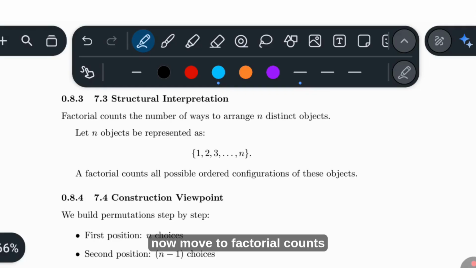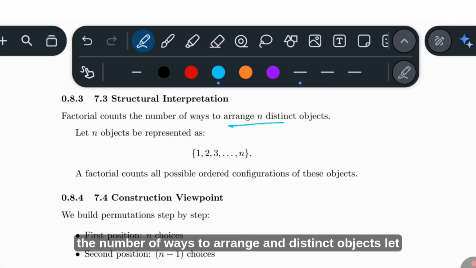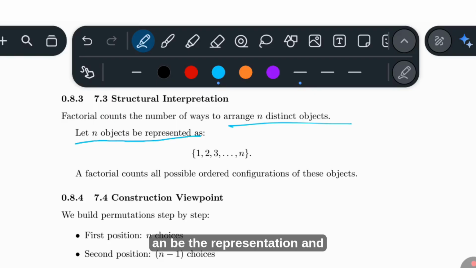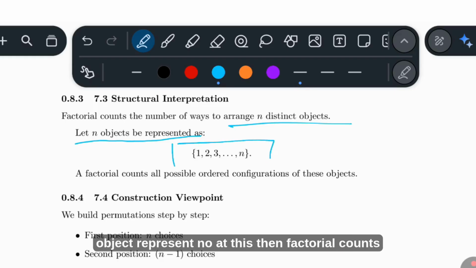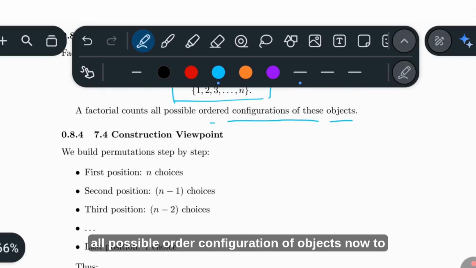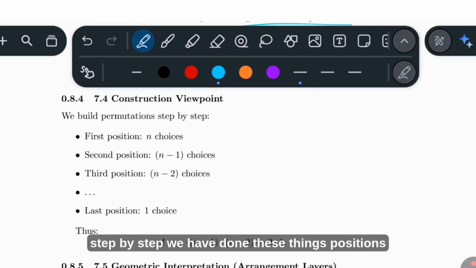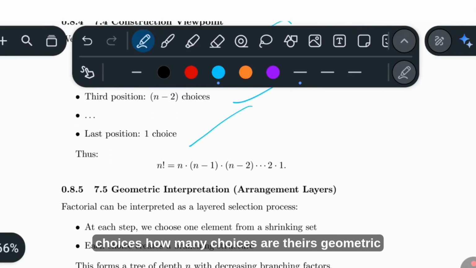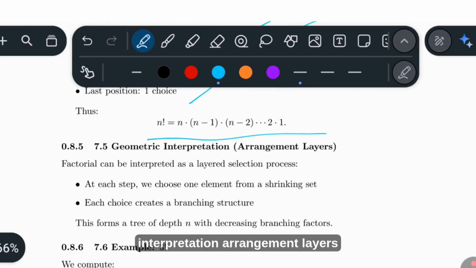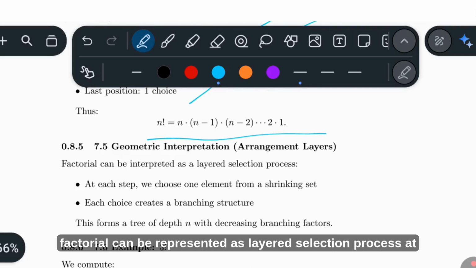Now, factorial counts the number of ways to arrange n distinct objects. Let n objects be represented by this, then factorial counts all possible order configurations of these objects. Now move to another thing. We build a permutation step by step. So we have done these things: positions, choices, how many choices there are. Geometric interpretation, arrangement layers.